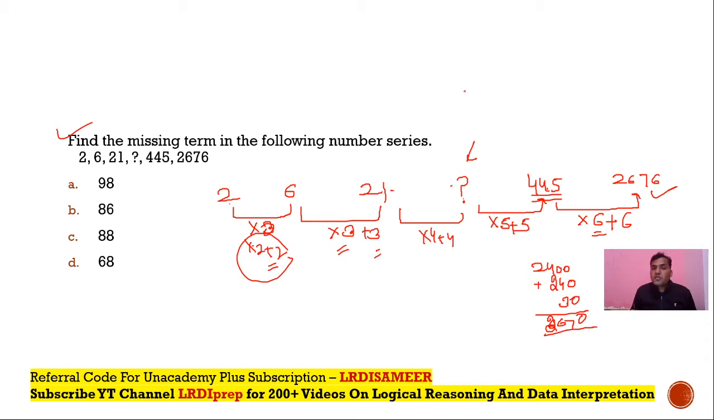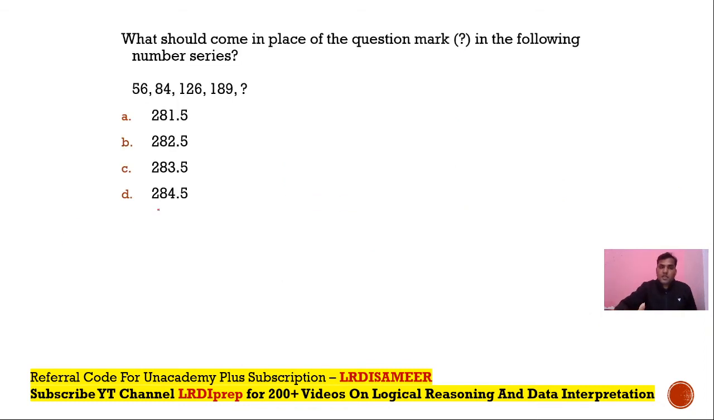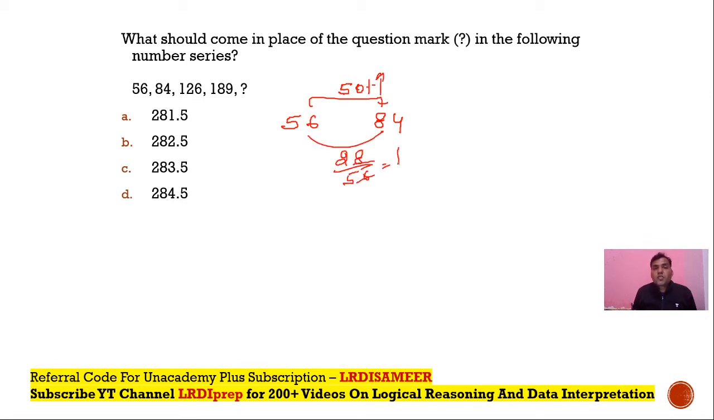So 21 into 4 is 84, 84 plus 4 is 88. So that's it. So this is the answer of the question. C is the correct answer, right? Look at the next number here. 56 to 84. You can clearly see that this number is getting increased by 50%. Why? It's an increment of 28 over the value of 56. So 1 by 2 increment, that's a 50% increment here.